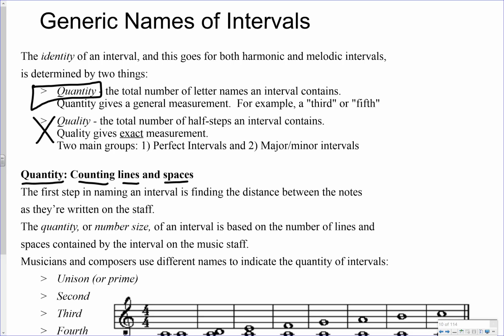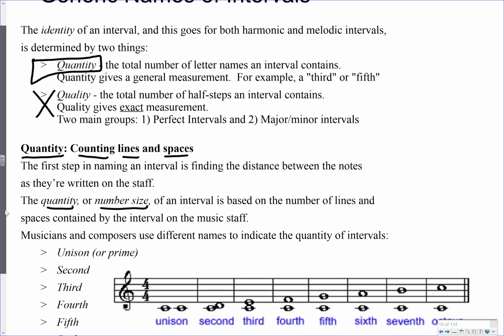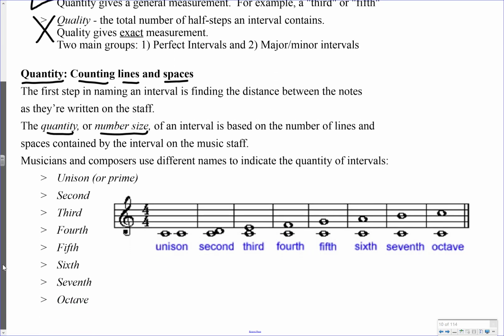The first step in naming an interval is finding the distance between the notes as they're written on the staff. The quantity, or number size, of an interval is based on the number of lines and spaces contained by the interval on the music staff. Musicians and composers use different names to indicate the quantity of intervals, and I have some intervals right here in these measures that you can see.